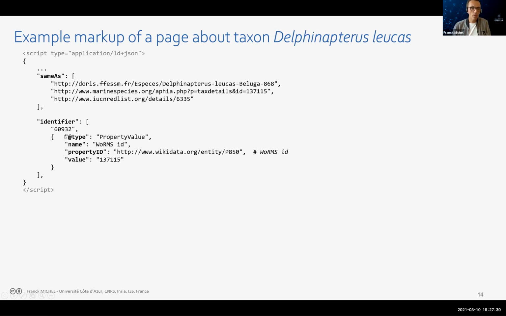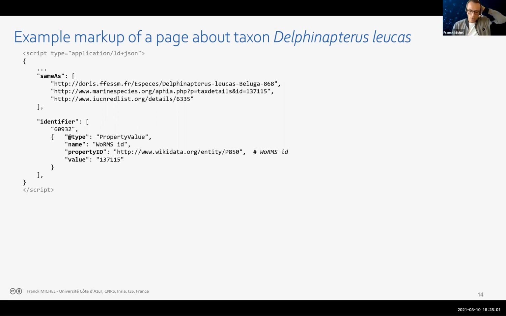So here I just say, here is an object that gives this property from Wikidata, which is WoRMS ID, and the value here. Again, here I choose to use the Wikidata property. This is not mandatory. You do what you like. But if you look at Wikidata, they already have properties for IDs of most well-known biodiversity data sources. So why not reuse them? But again, this is not mandatory.